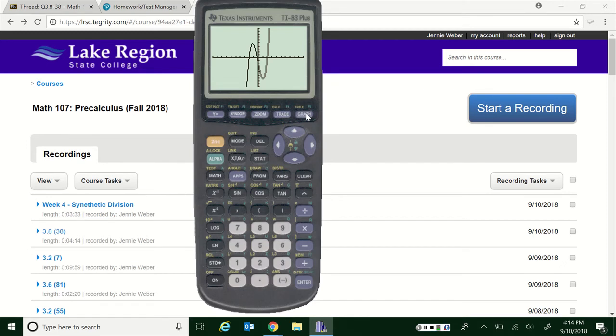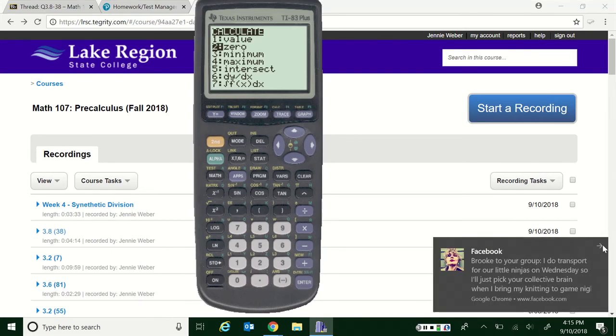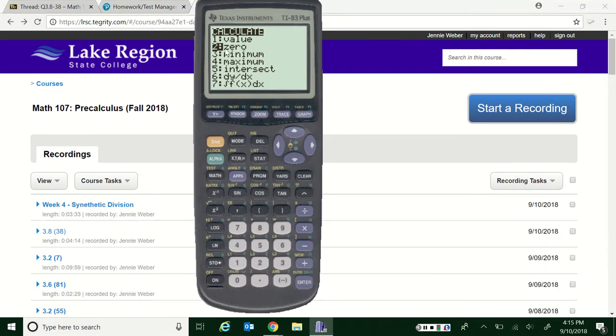So first, how do you find the zeros on the TI? Well, we're going to go trace up here above it. It says calc. And you want to go to this calc menu. So you're going to hit second trace, and you're going to get this calc menu. And I'm going to go down to 0, okay? And this is going to find your x-intercept, so I'm going to click on 0.